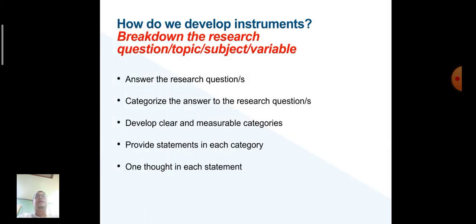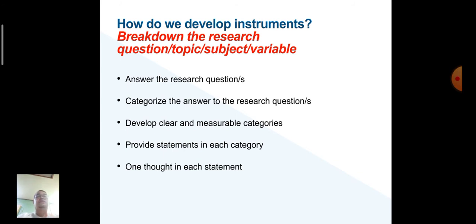So the question is, how do we develop instruments? That's one thing that we addressed last time. Break down the research question by answering the research question. By answering it, you will be guided on how to develop the instrument. So that's the roadmap that you're going to take when you develop your instrument.